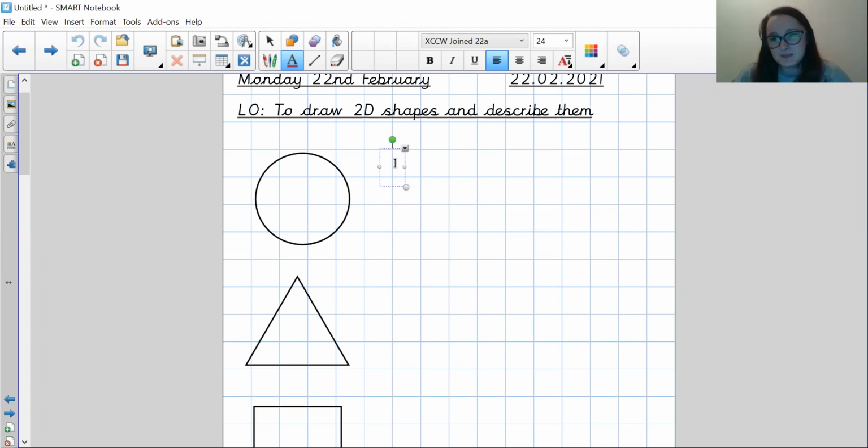This is probably the simplest shape that we know. It is like a football, it is like the end of my air freshener, it is like the end of my pen. It is a circle. So I'm going to write a circle there.